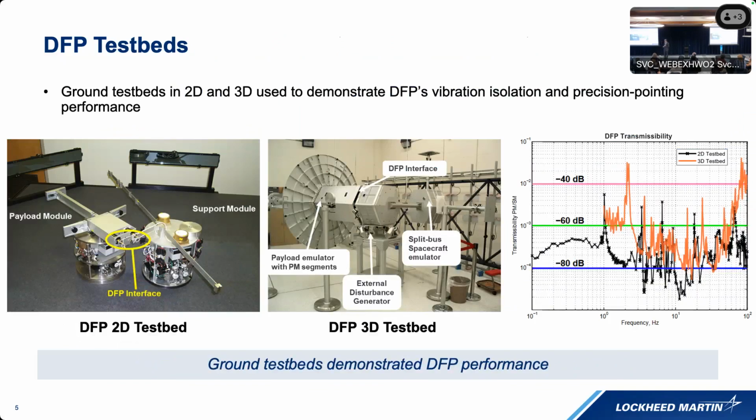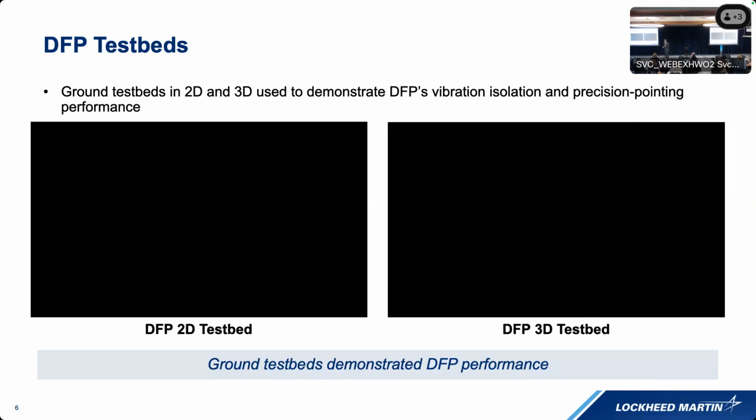Here we see some of the ground test beds that I mentioned. On your left is the 2D test bed, and that's a test bed that has 2 air-bearing robots, and those demonstrate DFP in 2 degrees of freedom of translation and 1 of rotation. The one in the middle is our 3D test bed, and that's a spacecraft emulator and a payload emulator that are suspended from the ceiling, and that allows you to demonstrate DFP in 5 degrees of freedom. Let me show some videos of these.